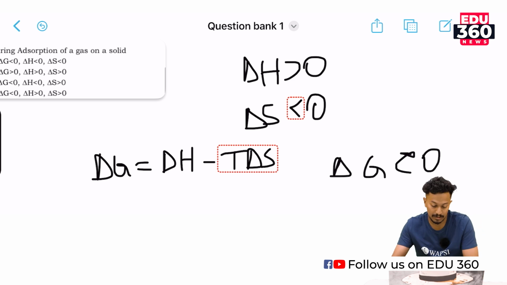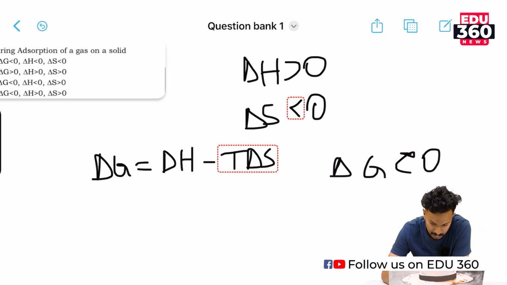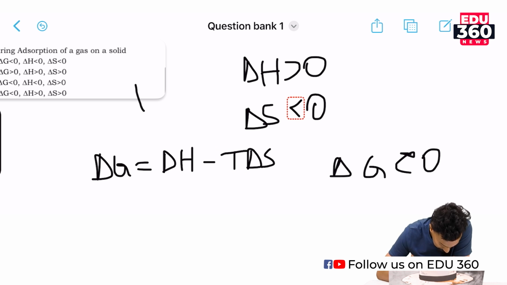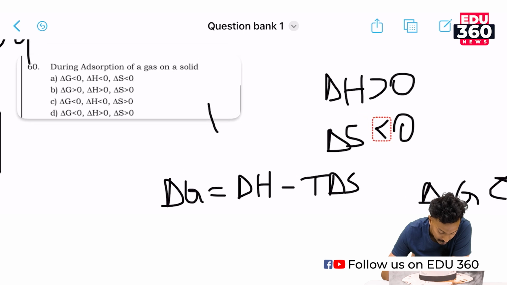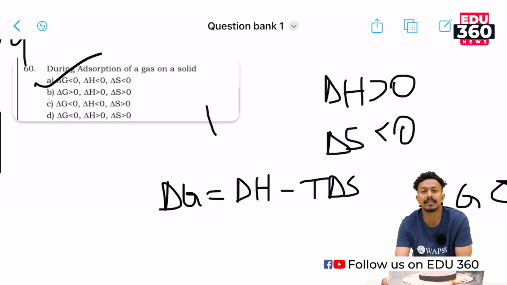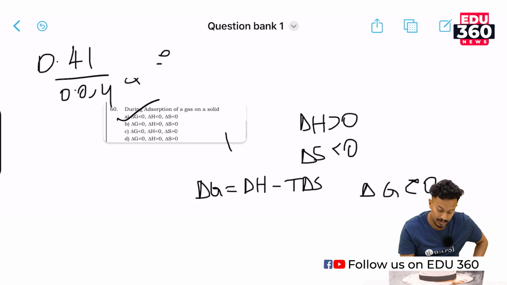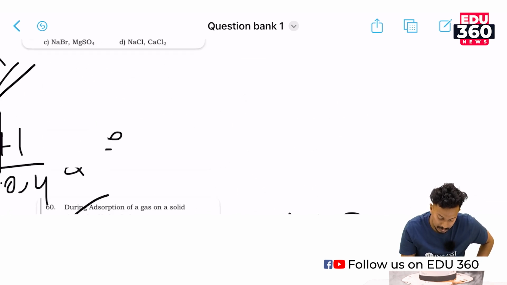So the correct option for this question would be one where delta G is a negative value. The only positive value here is in option number B, right? Whereas on another option, delta H is also positive, okay, and delta S is also positive. So in option A, delta G is negative, delta H is negative, delta S is also negative. So option number A is the correct option, okay. We will move on to our next question.